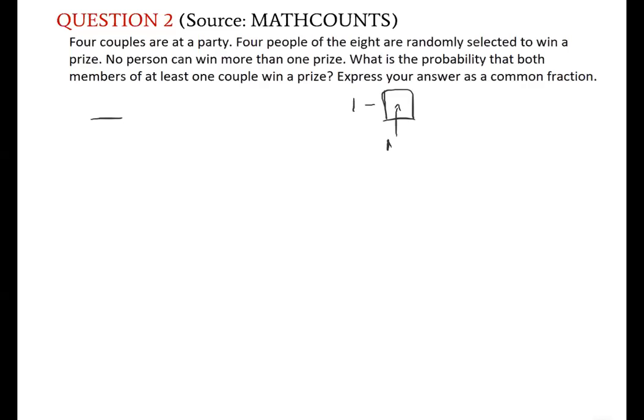So this is no couples winning. So to find that, let's just first find this thing. And for no couples to win, first we're going to choose our first person, which is you just choose one person. So there are 8 people, so you have 8 choices. And then after you choose that person, you have 7 people left. And you can't choose that person's partner. So that means there are only 6 people you can choose from.